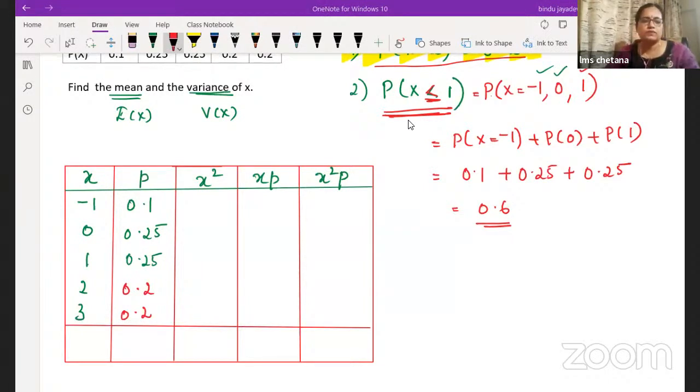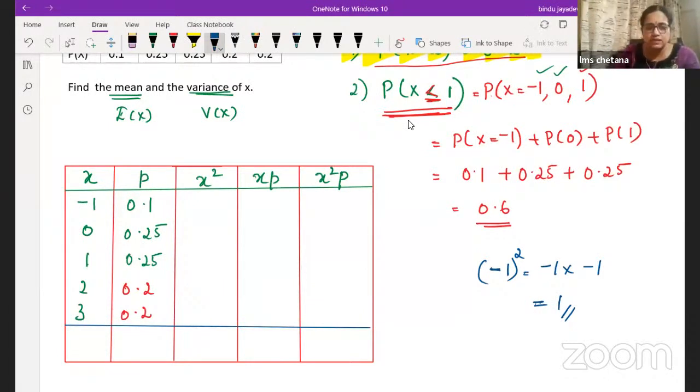Now, first x square, -1 square. See, if you square any minus number, that means -1 into -1, minus into minus is plus, therefore the answer is 1. If you take any negative number and find the square, it is always positive. -2 squared is 4, -3 squared is 9. Therefore here the answer is 1. 0 square is 0, 1 is 1, 2 is 4, and 9.